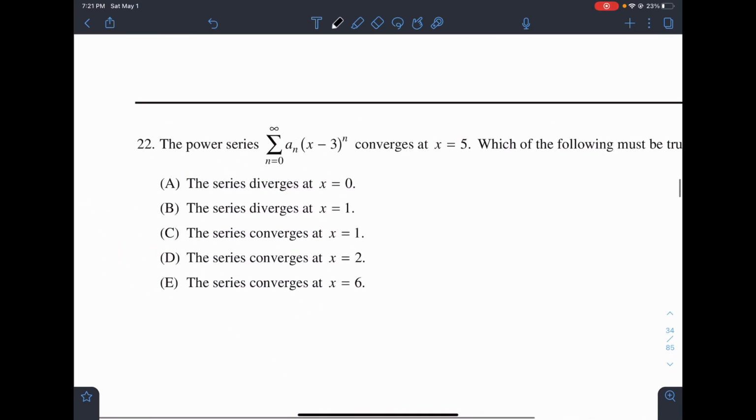So for this power series, a sub n, x minus 3 to the n, converges at x equals 5. So we know that a of n times 2 to the n, 5 minus 3, will converge.